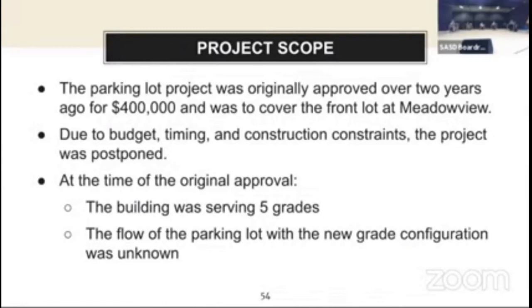After that approval, some different things happened with budget and timing and construction constraints that we ended up postponing the project. At the time of the original approval, the building was serving 5 grades, 4, 5, 6, 7, and 8. And the flow of the parking lot, at that time, we weren't quite sure how it would work with the new grade configuration. Next slide, please.